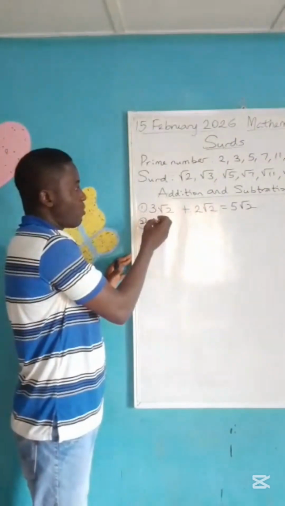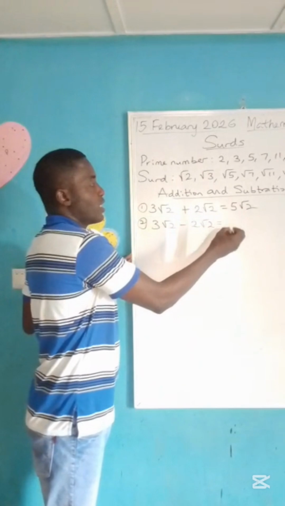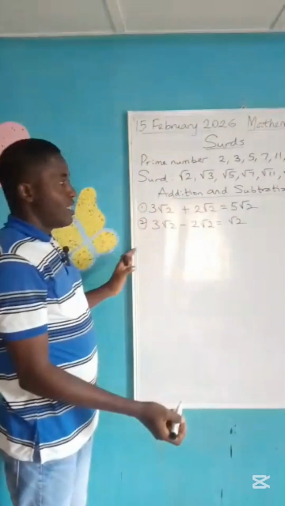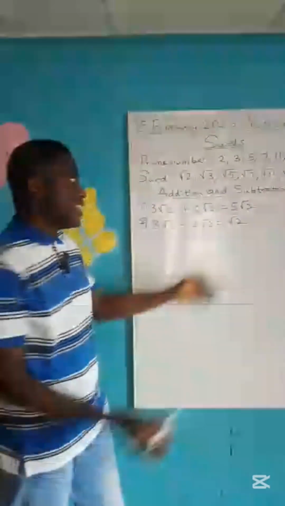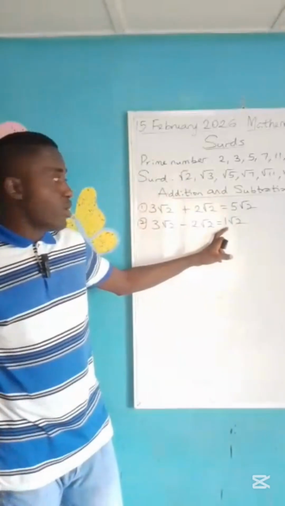Number 2, let's say we are to minus this, 3 root 2 minus 2 root 2. You are going to get root 2, because we say 3 minus 2, 1. In math, when we have 1 root something, we don't usually write the 1 there. If you write the 1 there, nobody is going to penalize you. But professionally, we don't put 1.